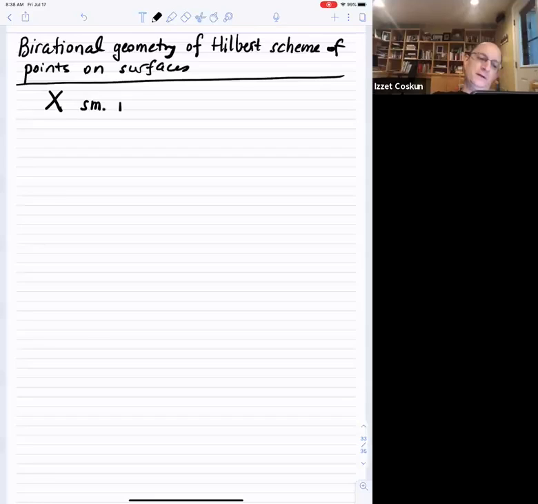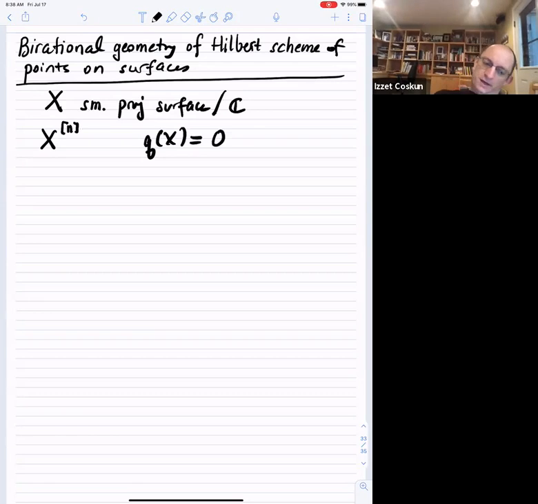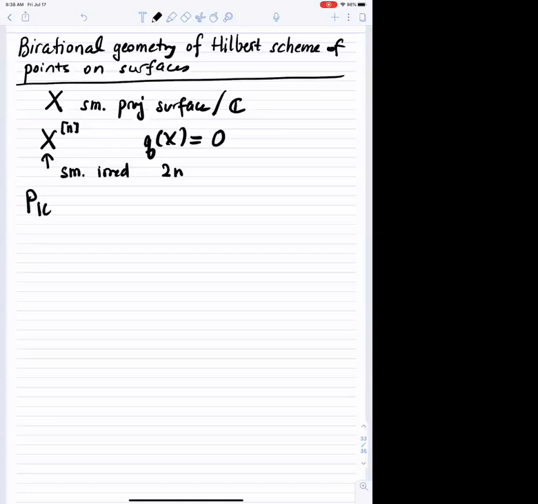Surface over the complex numbers, irreducible, right? And what we've been looking at was the Hilbert scheme of points, right? We assumed that the irregularity of the surface is 0. And the kinds of things we've done so far is we've determined that the Hilbert scheme is smooth, irreducible of dimension 2n. And we looked at the Picard group of the Hilbert scheme.